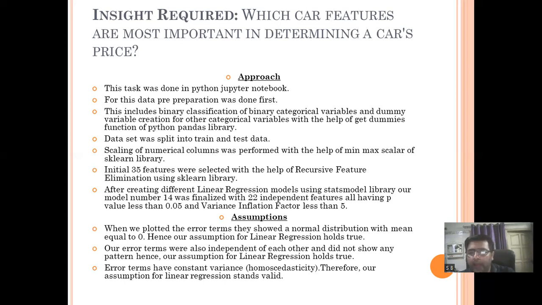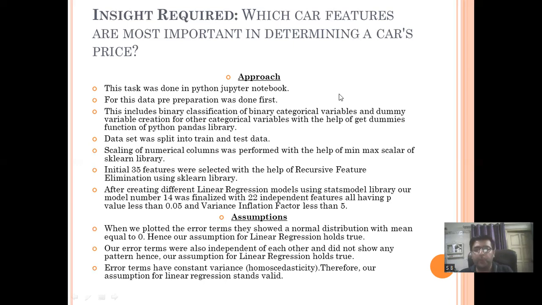Then we plotted the error terms. They show the normal distribution with mean equal to 0. Hence, our assumption for linear regression holds true. Our error terms were also independent of each other, which also leads to the trueness of our second assumption of linear regression. Error terms have constant variance, therefore our assumption for linear regression stands valid.